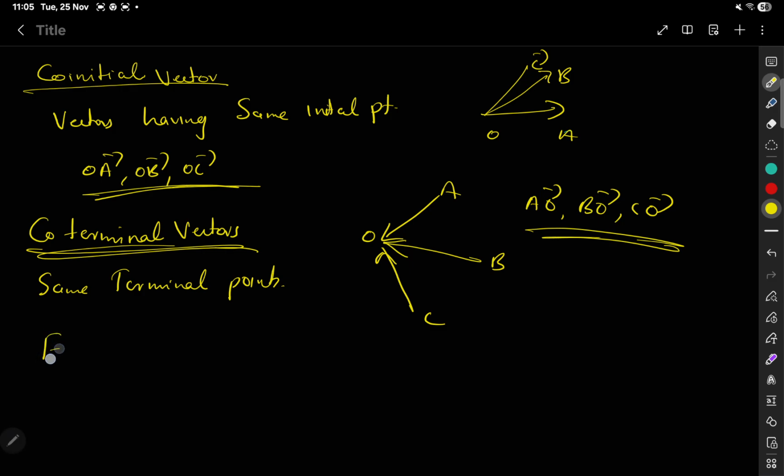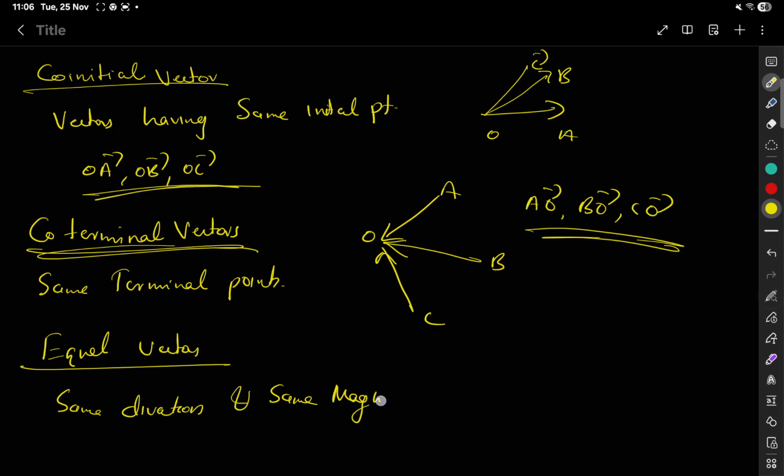Okay, now equal vectors. What is equal vectors? Two vectors are equal if they have same direction and same magnitude. Okay, so this is vector A, this is vector B. Their directions are same? Yes. As I said, we are dealing with the free vectors. So their directions are same and magnitude also same.